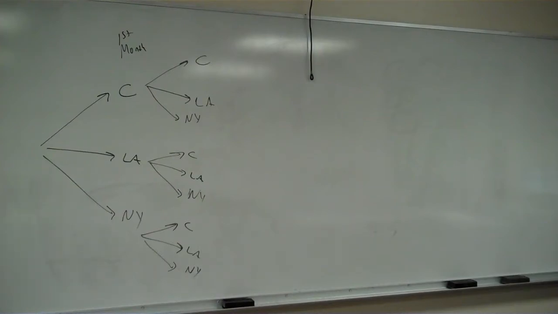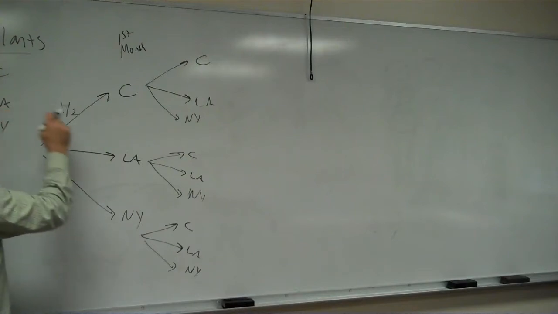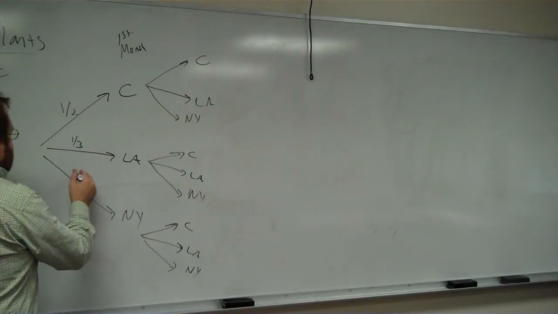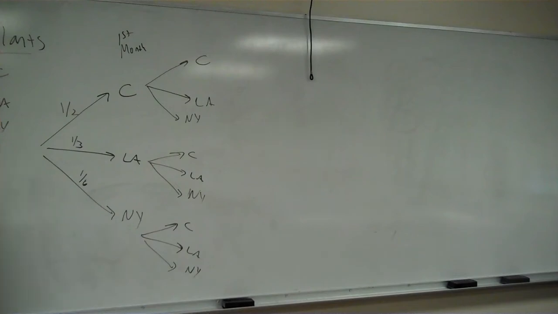Okay, so of the 6 plants that they are looking at, let's actually write some of this information down. There are 6 plants that they are inspecting. 3 are in Chicago, 2 are in LA, and 1 is in New York. So that first plant that they go, there is a 3 out of 6 possibility, or 1/2, that it's in Chicago. There's a 2 out of 6, or 1/3 probability that it's in LA, or there is a 1 out of 6 possibility that it's in New York.